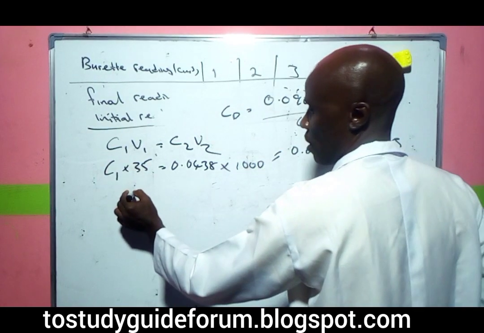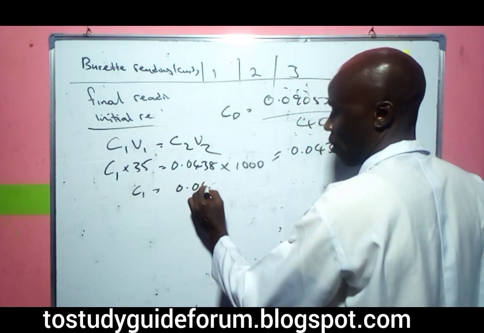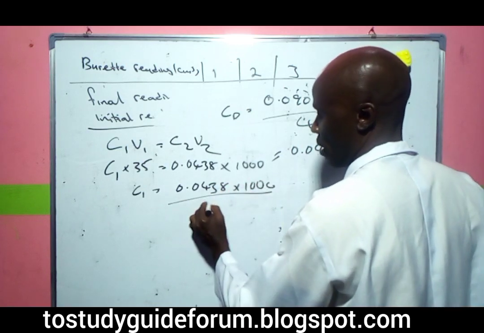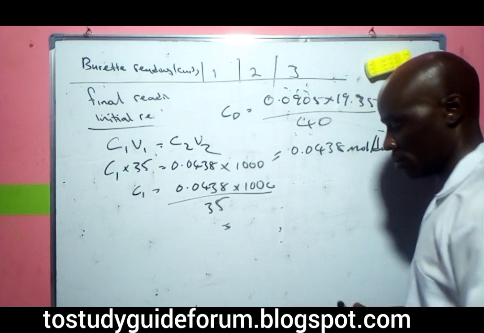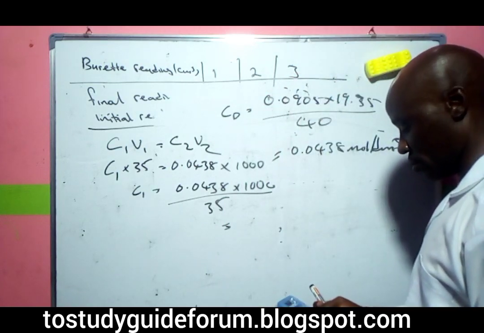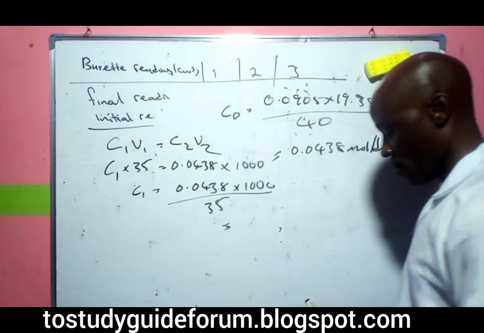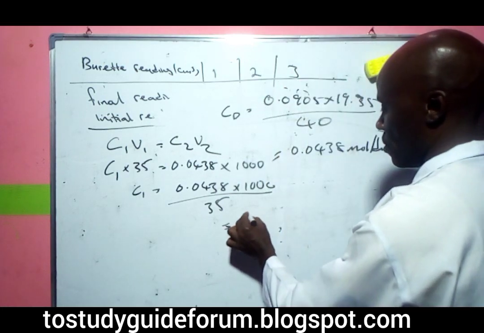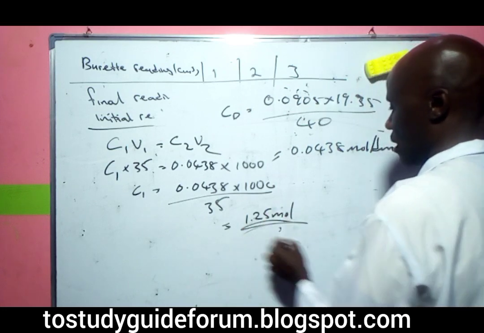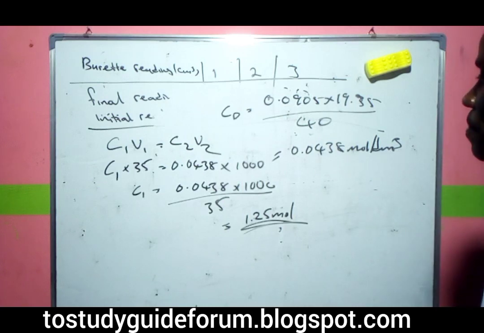So now to get the concentration of the saturated solution will be 0.0438 times 1000 all over 35. If we do that division, we have 1.25 mole. That's the concentration of that. Okay, we are done with that.